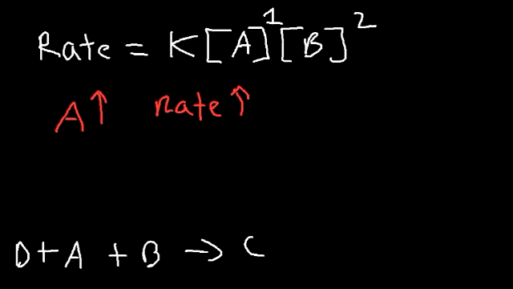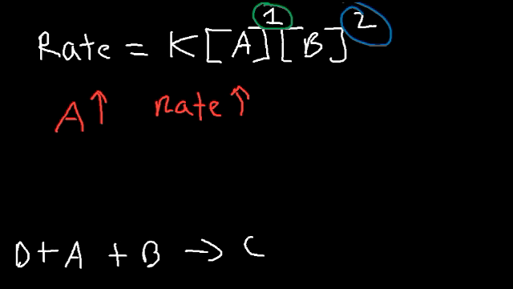So the order is basically the exponents. Notice that the exponent of A is 1, so it's first order with respect to A. And for B, the exponent is 2, so it's second order with respect to B. But the overall order of the reaction is the sum of those exponents, 1 plus 2 equals 3. So it's third order overall. Now, because A is first order, if you double the concentration of A, the rate is going to double. If you triple the concentration of A, the rate is going to triple.